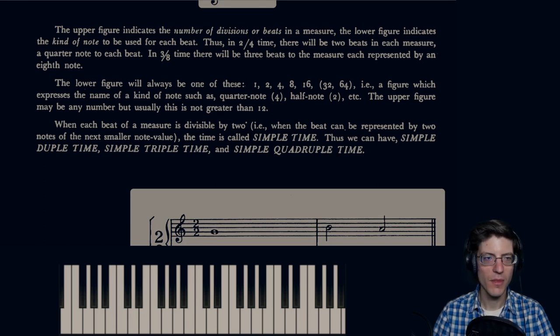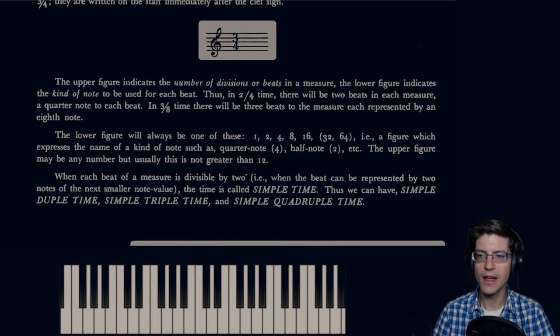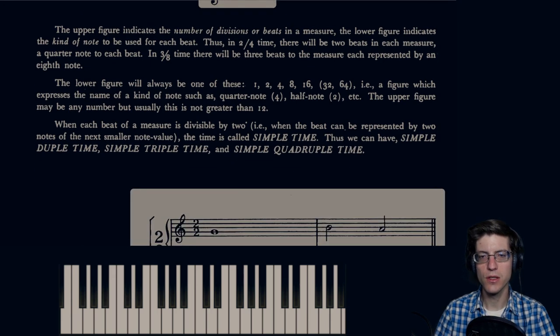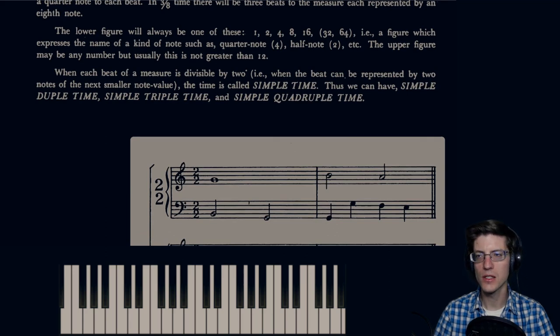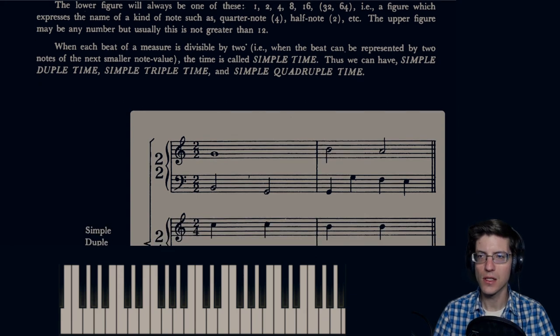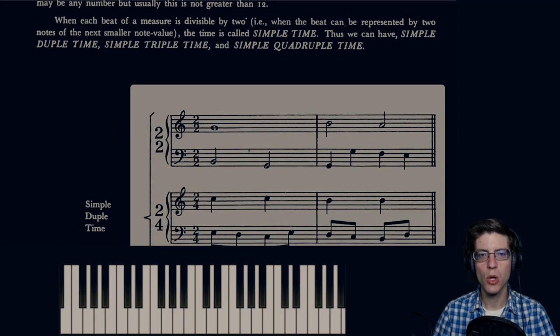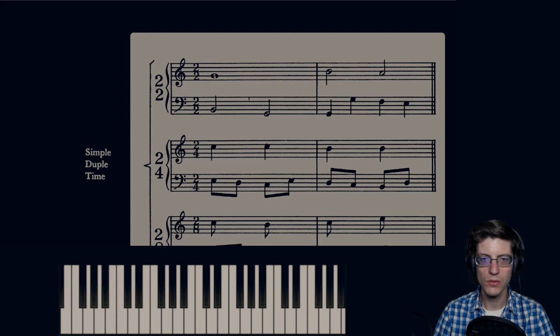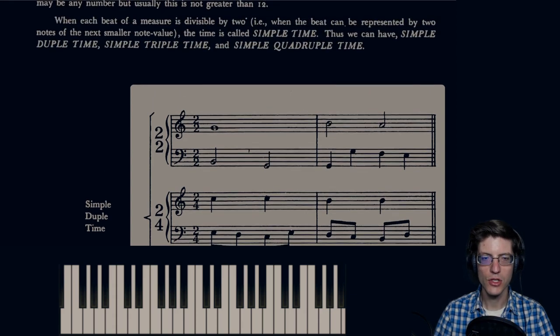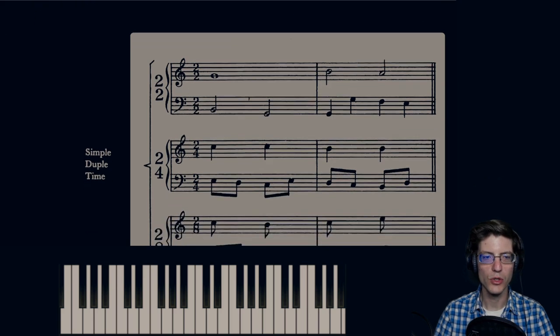The upper figure may be any number, but usually this is not greater than 12. When each beat of a measure is divisible by 2, i.e. when the beat can be expressed by 2 notes of the same smaller note value, the time is called simple time. Thus, we have simple duple time, simple triple time, and simple quadruple time. So as they said, when the beat can be represented by 2 notes of the next smaller note value. So we have 2-2, which is our whole note, so our subdivision is 2, and that would be our simple duple time.